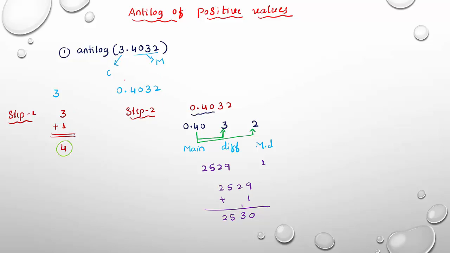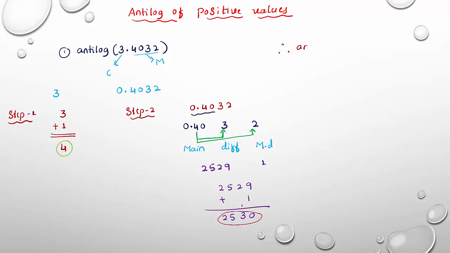Step 2. The second part of the number we have to consider is 0.4032. Here 0.40 at 3 we have to observe in the difference column, and 0.40 at 2 in the mean difference column, adding these two values. So now we got 2530. First part is 4. Second part we got 2530. Now how to write the answer? You can see here the final answer.